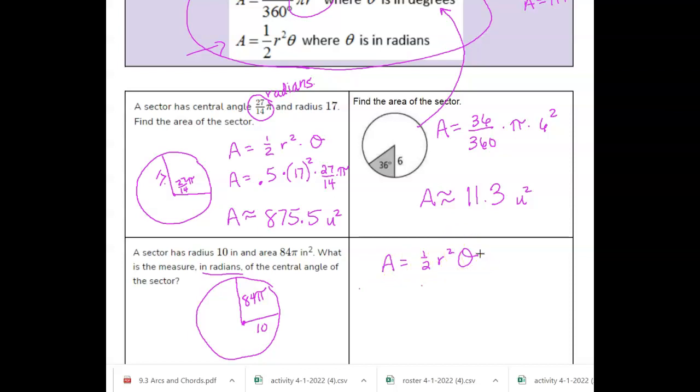And we're going to substitute what we know. We know the area is 84 pi. We've got 1/2, and our radius is 10. And the central angle we don't know. If you don't like theta, we can just make this an x. So now what we need to do is find the value of x. You have a couple of choices. I'm going to go ahead and do this. So 10 squared is 100, and then half of 100 is 50.